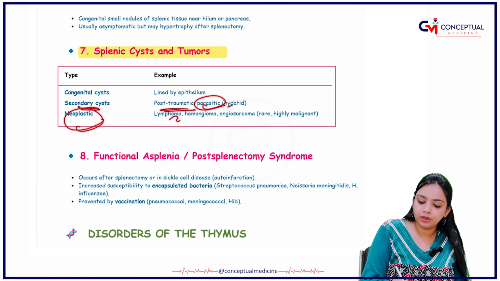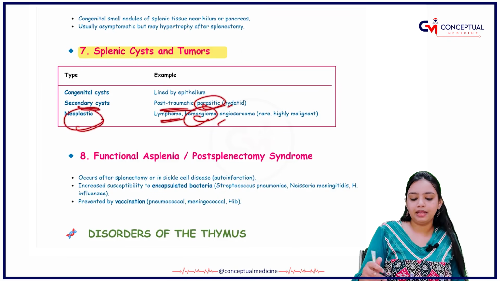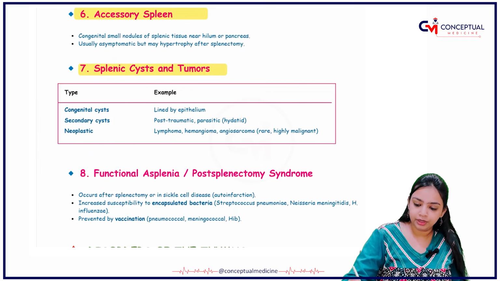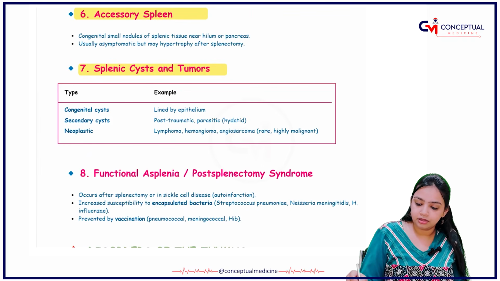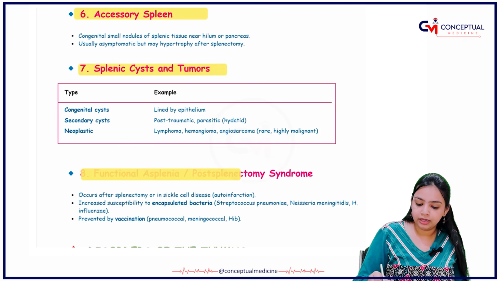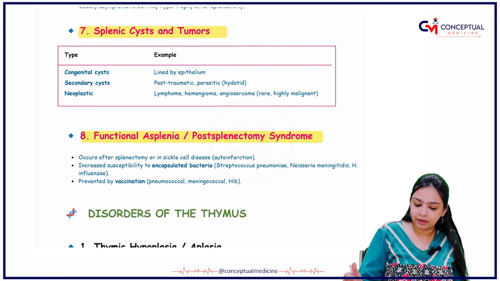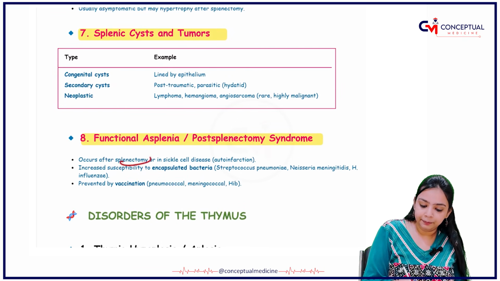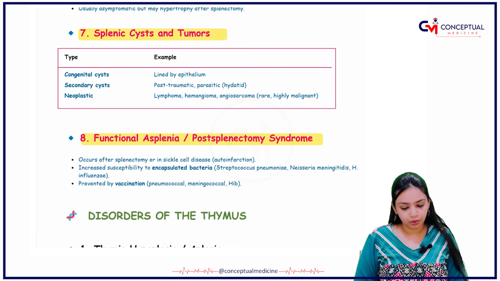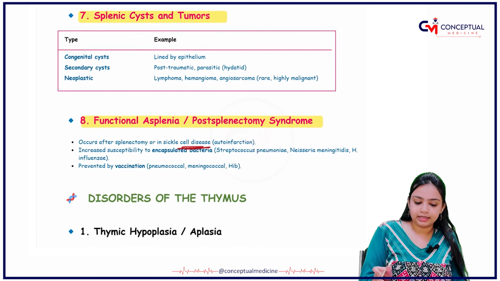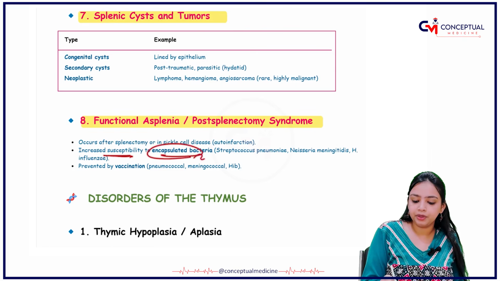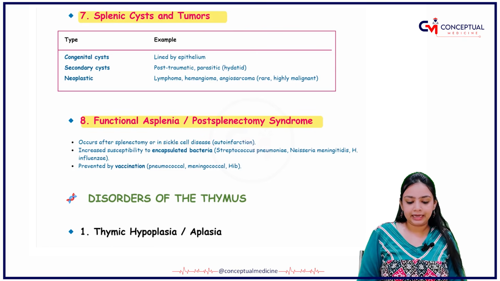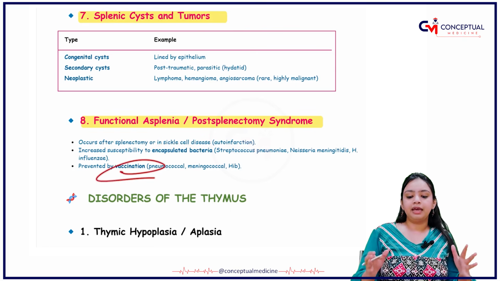In the neoplastic one, you have the lymphoma and hemangioma. Coming on to the next thing. Next thing is the functional asplenia. They occur mainly after the splenectomy or in sickle cell disease. There is increased susceptibility to the encapsulated bacteria. That is prevented by the vaccination.